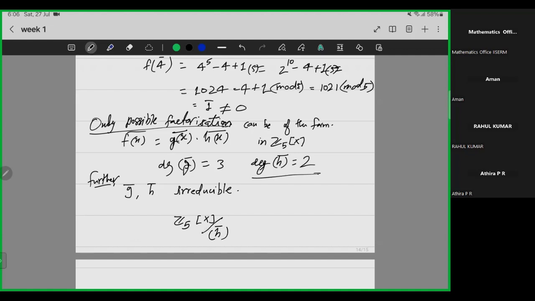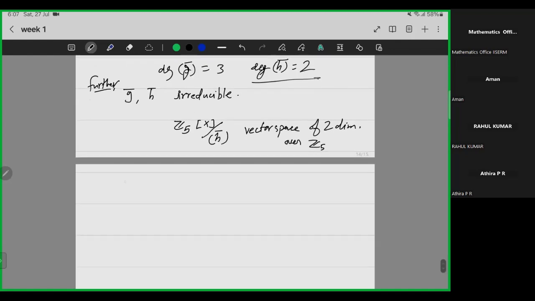it is a two-dimensional space, right? Over Z5, this is a vector space of 2 dimensions over Z5 with basis 1 bar and x bar. What else can you say? Z5[x] is an integral domain, because Z5 is an integral domain. In fact, it is a field, an integral domain.